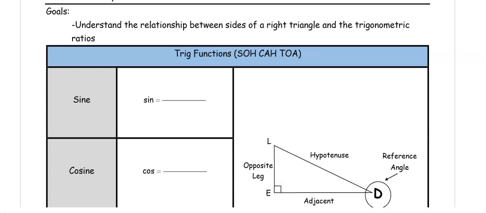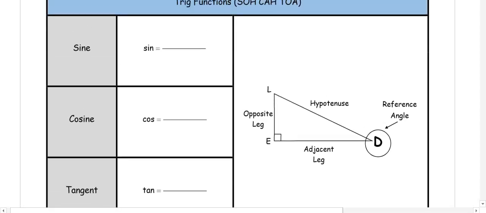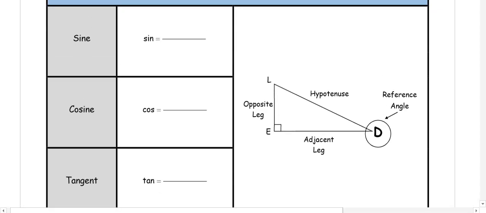This video is about understanding the relationship between sides of a right triangle and the trigonometric ratios. So we have three trig functions that we are going to look at: sine, cosine, and tangent. So when we look at a triangle, it has to be a right triangle, and the other two angles can be one of the reference angles. So in this case, angle D is our reference angle.